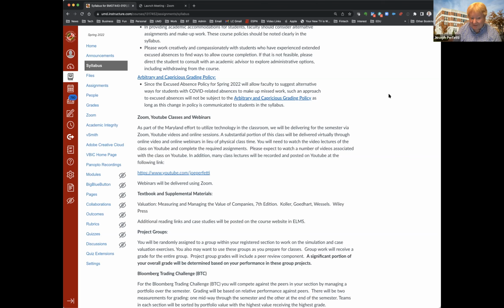We are using the 7th edition of the Valuation book. Basically, that's the only text for the semester. The readings are posted on the syllabus. You're expected to keep up with that as we go through the semester.